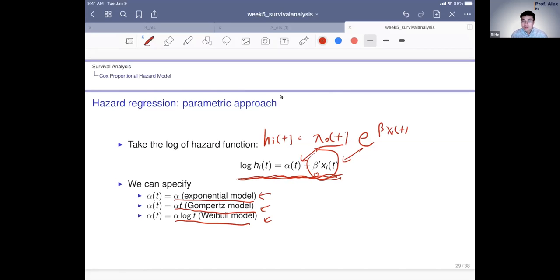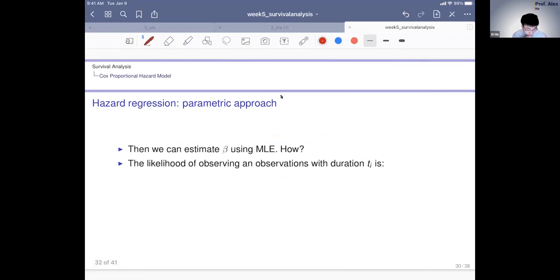Once you have the hazard rate, that basically gives you the distribution of the variable t. And when you have the distribution, you can calculate the likelihood. And once you have the likelihood, you can do maximum likelihood to choose your parameters to maximize that likelihood. So that's the idea. First you pick any alpha, and then the likelihood of observing an observation with some duration t_i will just be what? Will just be the PDF, f(t_i).